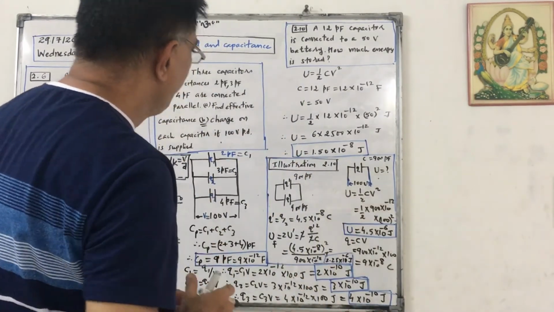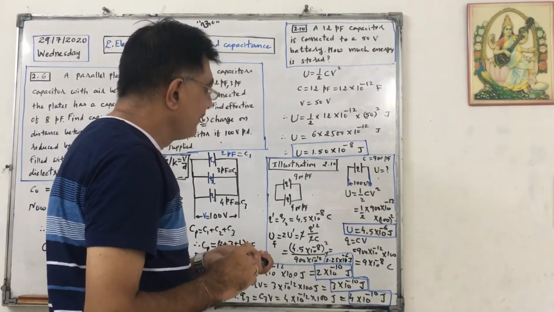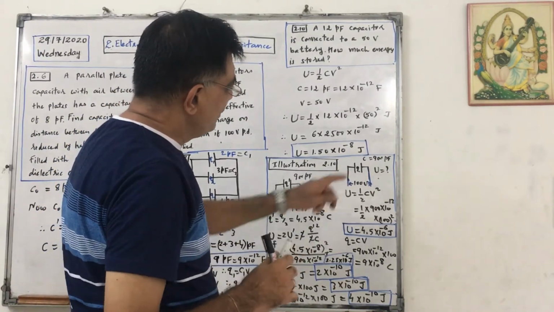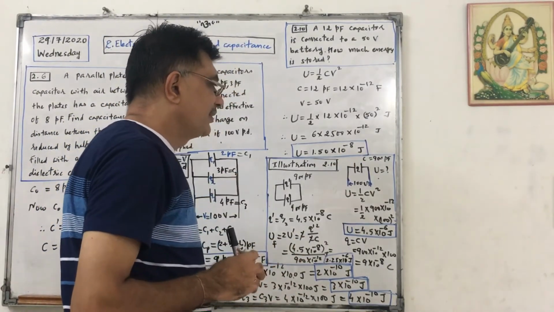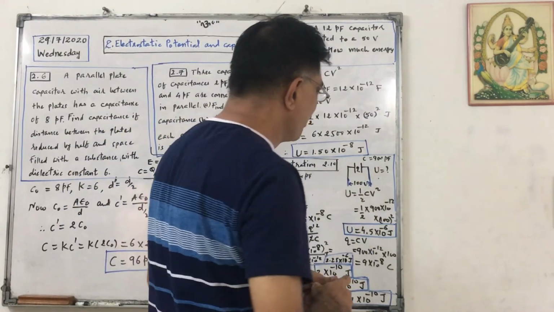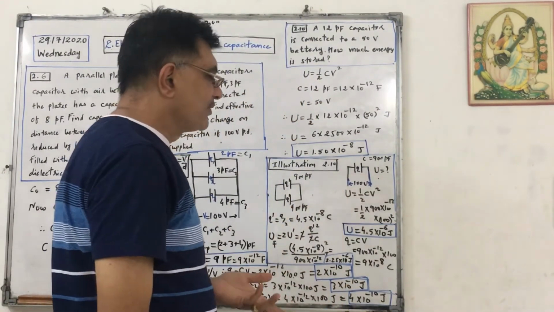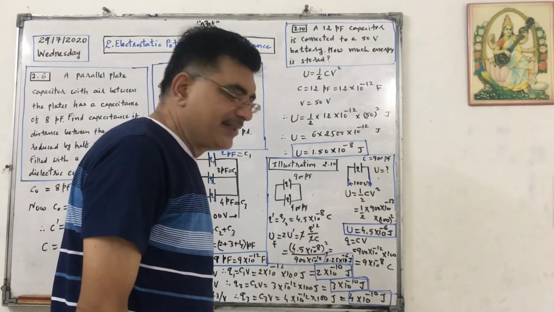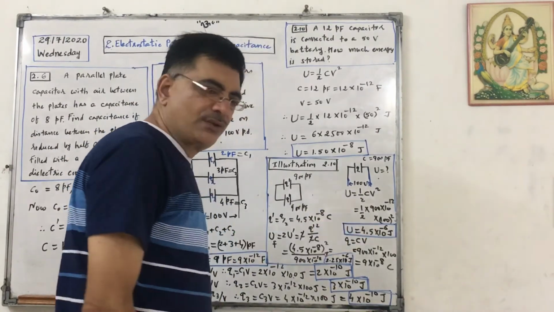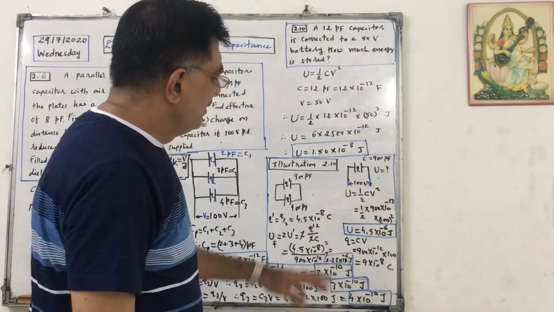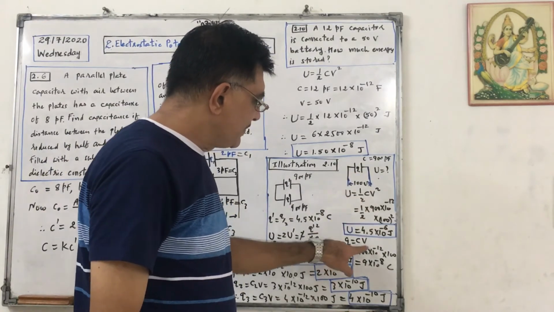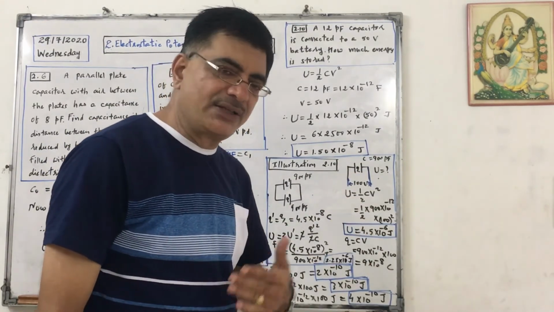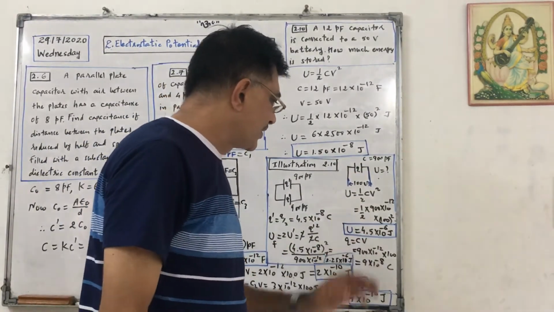Again I am repeating. What happened? See, there was a capacitor of 900 picofarad. It is charged up to 100 volt. So we have to find out the energy, that is half CV square. Putting the values, it is 4.5 into 10 raised to minus 6 joule. Here we can find out charge by this formula, because C equals Q by V, then Q equals CV. So this is the charge.